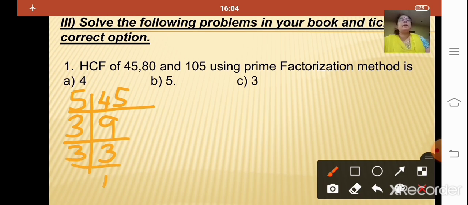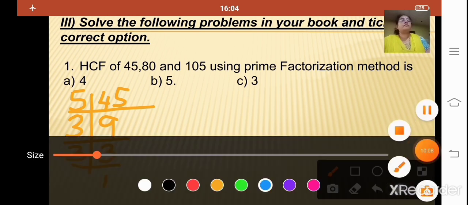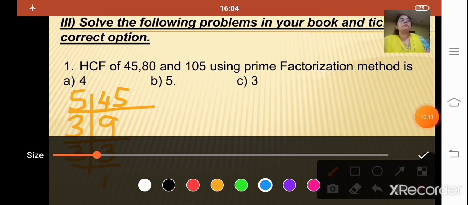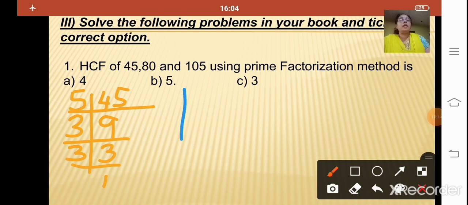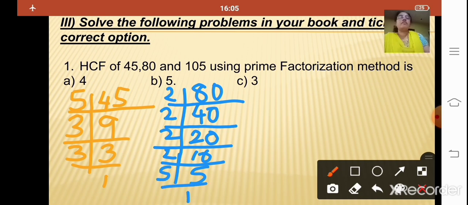Now let us take the next number, 80. Here the number in the ones place is 0. So it is easily divisible by 2. 2 fours are 8, 0. 2 twos are 4 and then 0. Again 20 is divisible. 10. 2 fives are 10. And 5 ones are 5.